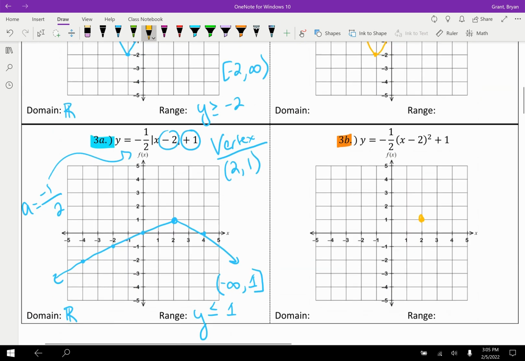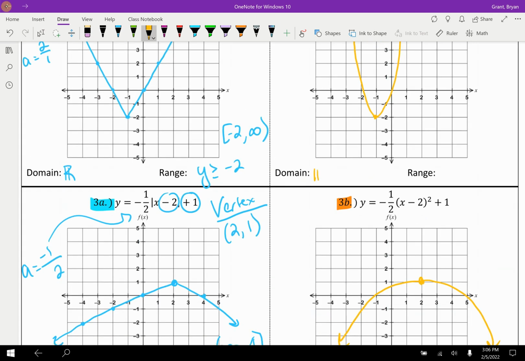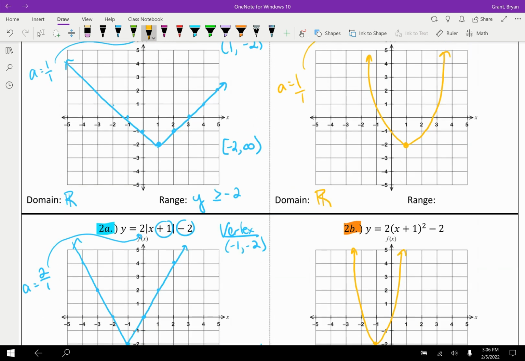In a similar vein, for 3b, there is a negative, and yes, you are right, our parabola is going to go down, and the 1/2 means it's wider than the others. I'm not quite sure how wide, so I'm just going to kind of over-exaggerate here and make my parabola a little bit wider. The domain and range, though, are actually exactly the same as the absolute value. There's no difference in how we find them. So I'm going to put in the domain. I'm going to skip the range because it's already written over there. I'm not going to write it twice.